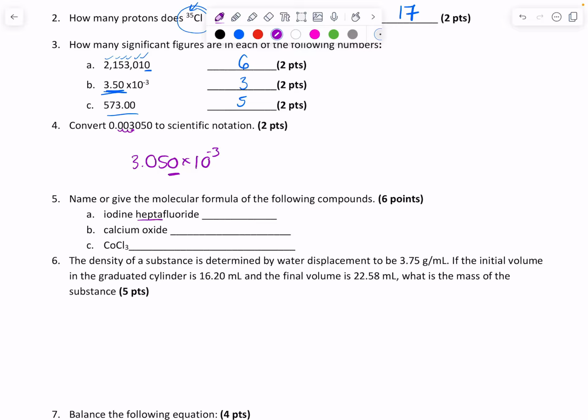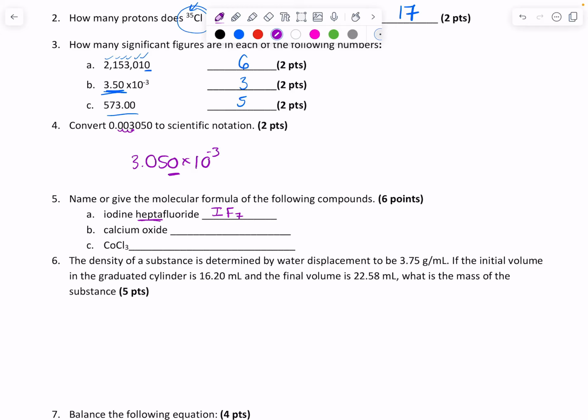So remember, if it has prefixes like this, it is a covalent compound. If it does not, it is ionic and/or it is a polyatomic. So in this case, if we have iodine, iodine is I. Hepta is 7, so there are 7 fluorines. So that is my chemical formula.